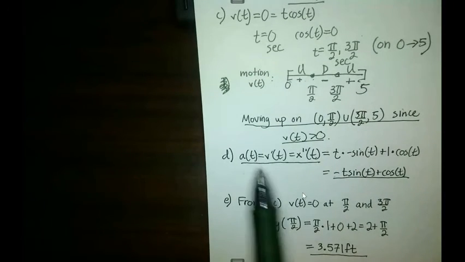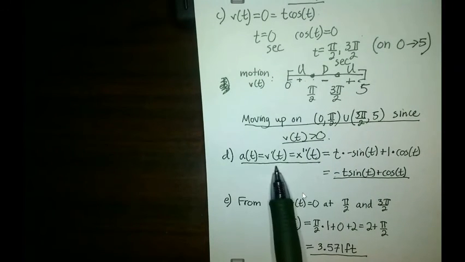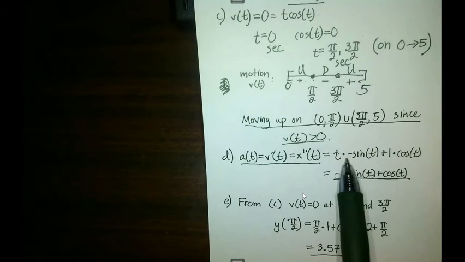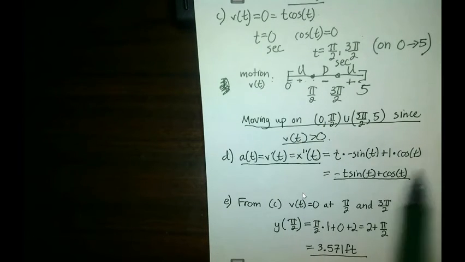Letter D, we take the derivative of the velocity, which is the second derivative. Again, I need the product rule. Derivative of t cosine of t, derivative of cosine first and t second. A little bit of simplification.